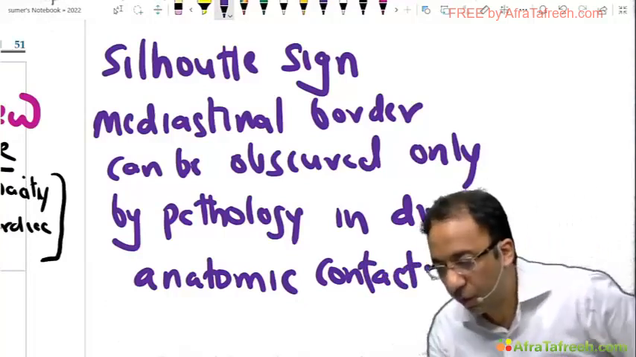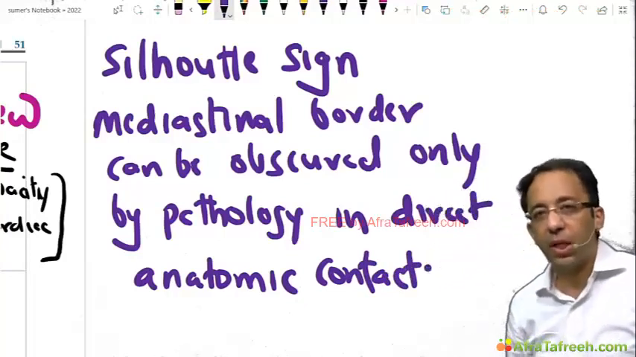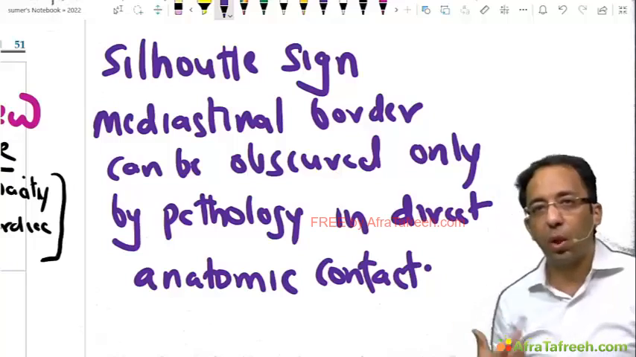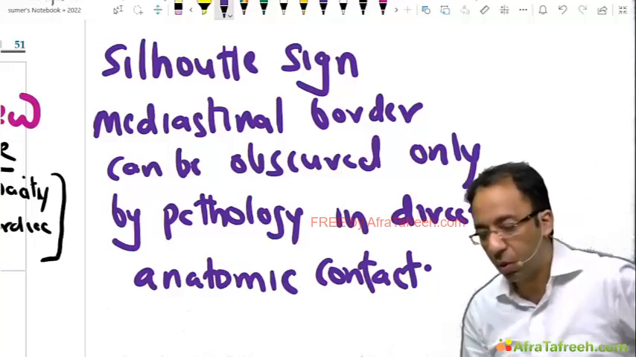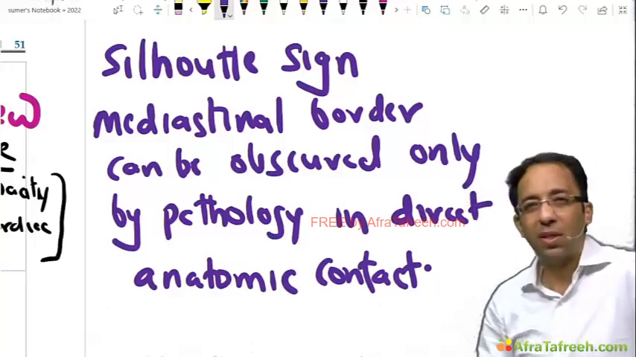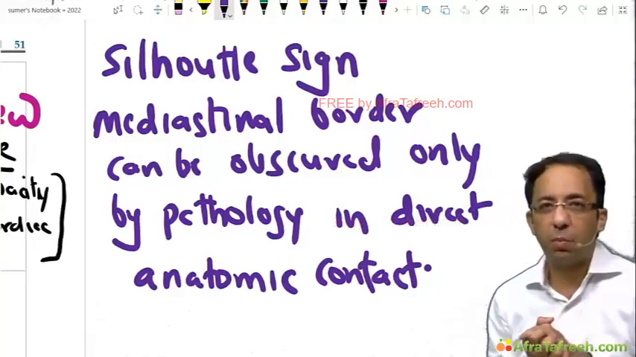Okay. So the lordotic view we will do only when we suspect on the X-ray that there is a middle lobe pathology. Then we do it. Otherwise we will not do it. It is not a routine thing. It is a special X-ray done in special conditions.